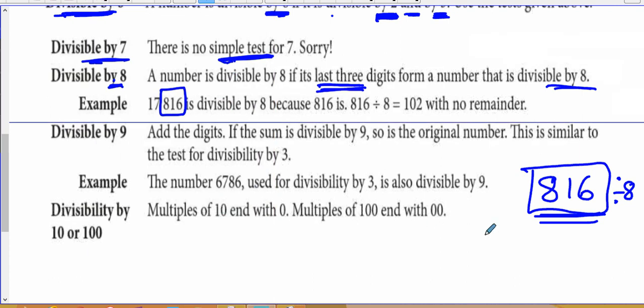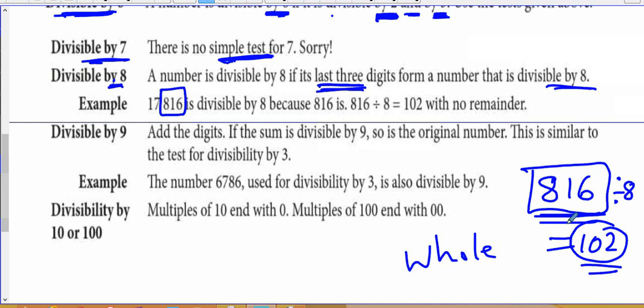So here, the answer is 102. Now, since that is a whole number, then we say 816 is divisible by 8. Hence, the original number is divisible by 8, because when we took the last three digits divided by 8, we got 102, which has no remainder. So this number is divisible by 8, or this number is a multiple of 8.